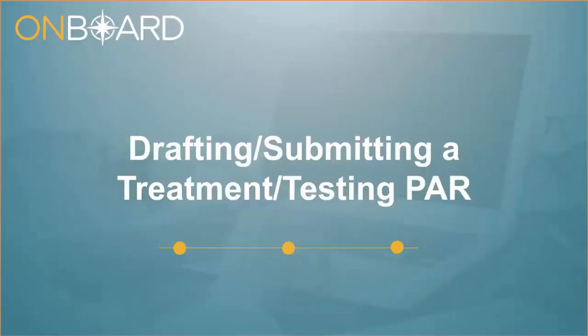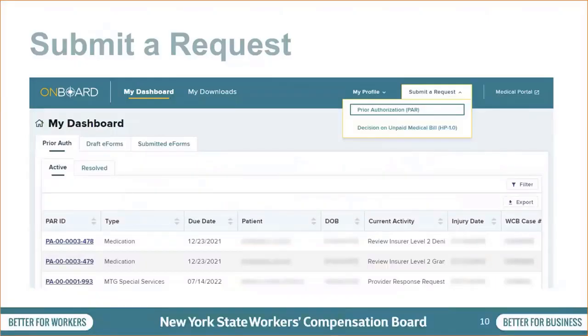As mentioned, Phase 3 introduces treatment and testing PARs to OnBoard. These following instructions will detail how to draft and submit a treatment and testing PAR. To submit or draft the treatment testing PAR, including MTG confirmation, MTG variance, MTG special services, non-MTG over $1,000, and non-MTG under or equal to $1,000 PARs, select the Submit a Request button on the top right of your dashboard and select Prior Authorization, PAR.